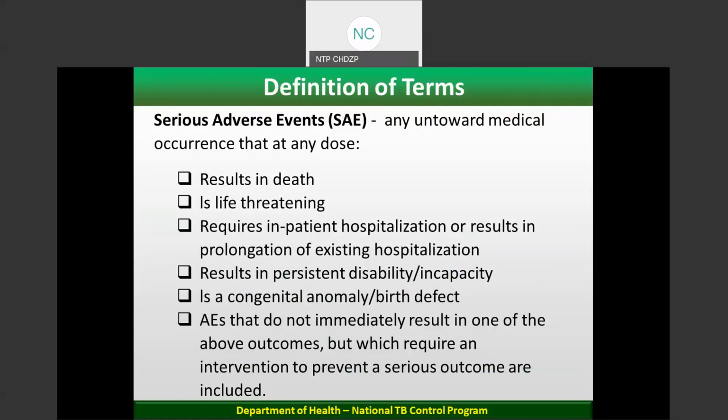So, SAEs may be one or more of the following. Results in death, is life-threatening, requires inpatient hospitalization, or results in prolongation of existing hospitalization. It can also result in persistent disability or incapacity, is a congenital anomaly or birth defect, or adverse events that do not immediately result in one of the above outcomes but which require an intervention to prevent a serious outcome are included.